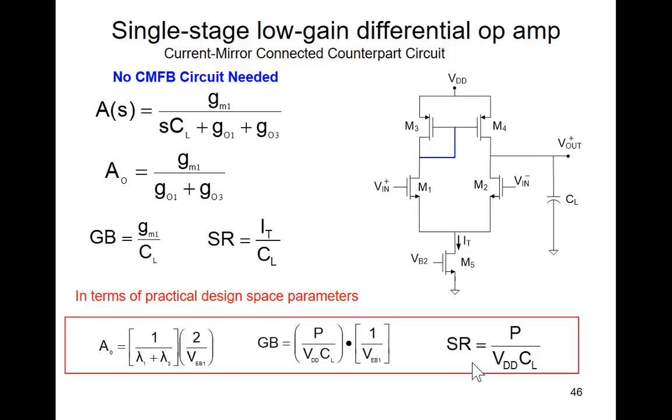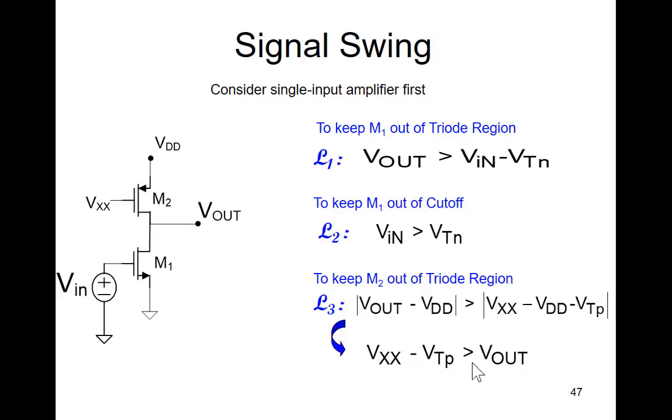So here's the corresponding expressions for this structure here. Have we done much analysis yet? Or have we been writing stuff down by inspection? Writing it down by inspection. Signal swing. I'm going to first look at signal swing on the single input, single output structure.